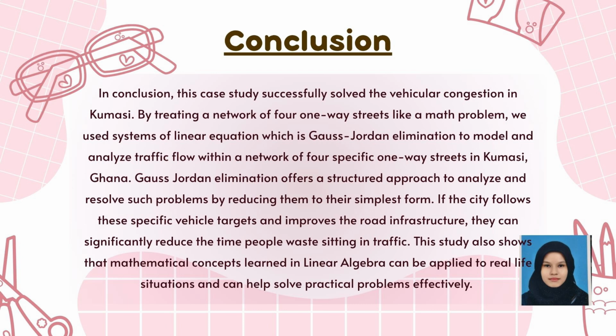In conclusion, this case study successfully addressed the vehicular congestion in Kumasi. By treating a network of 4 one-way streets like a map problem, we use a system of linear equations, solved by Gauss-Jordan elimination, to model and analyze traffic flow within a network of 4 specific one-way streets in Kumasi, Ghana. Gauss-Jordan elimination offers a structured approach to analyze and resolve such problems by reducing them to their simplest form.